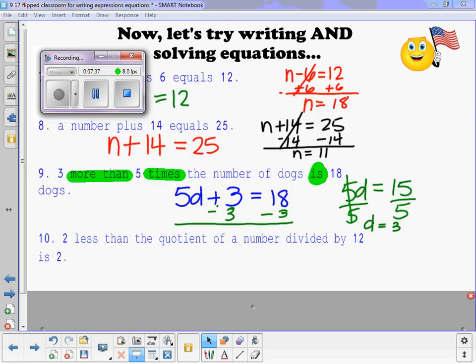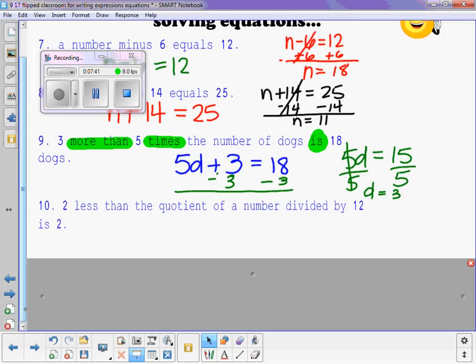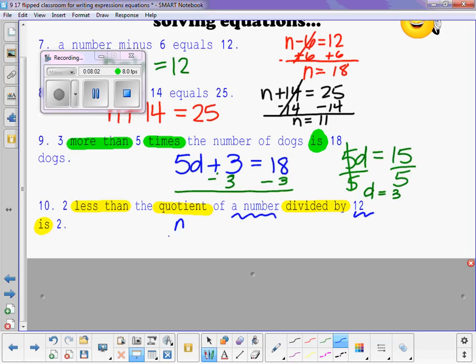Number 10. 2 less than the quotient of a number divided by 12 is 2. So I have quotient, and divided by, meaning the same thing, and I want less than, and that means subtraction. And again, we have is to represent equals. So I'm going to start with quotient, the quotient of a number, and 12. So n divided by 12. 2 less than that, so that would be minus 2. Not 2 minus, but minus 2. And that's equal to 2.